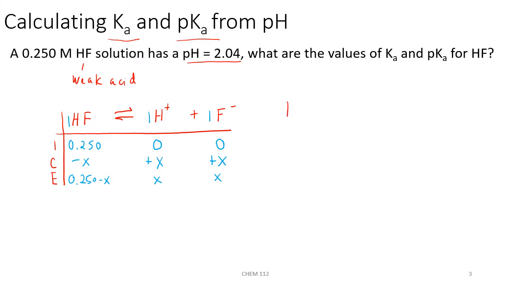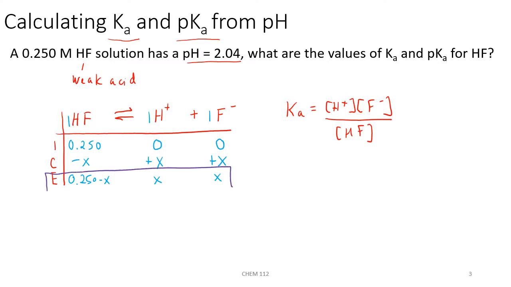We can now write our equilibrium expression. Ka would be equal to the hydrogen ion concentration times the fluoride ion concentration divided by the concentration of hydrofluoric acid. Now remember, what you plug into your equilibrium expression has to be equilibrium concentrations. So everything we plug in over here has to correspond to something from our E line, which represents equilibrium. In this example, we're trying to calculate the Ka. So we're going to have to be able to know everything on the right-hand side of our equilibrium expression.